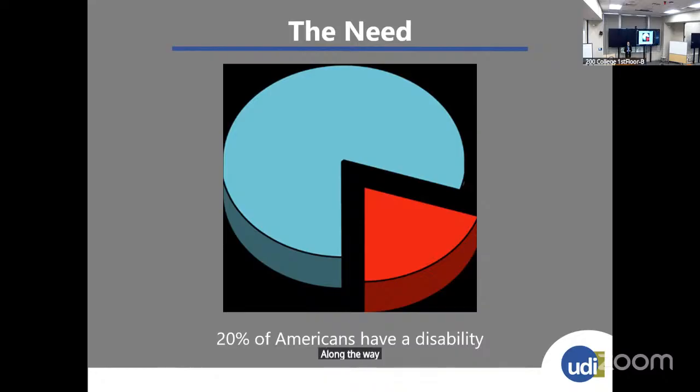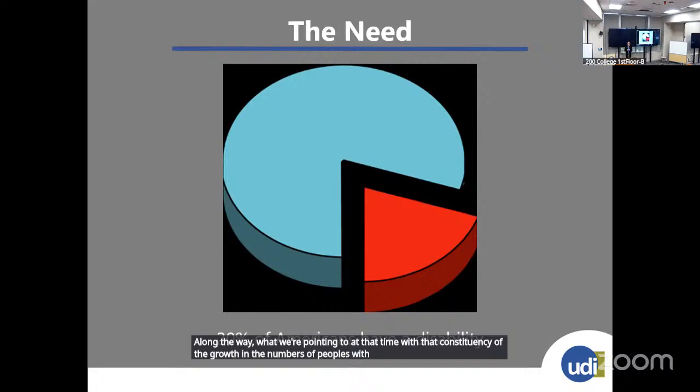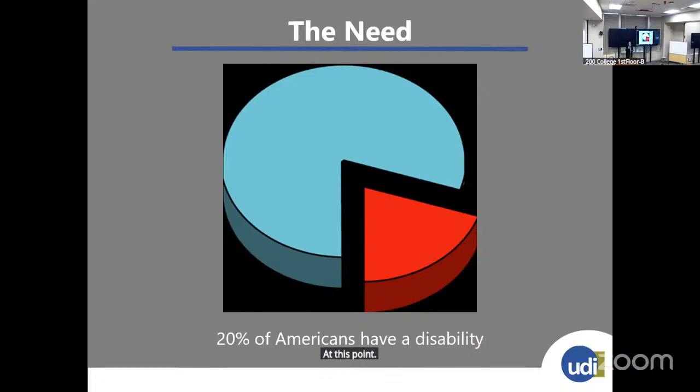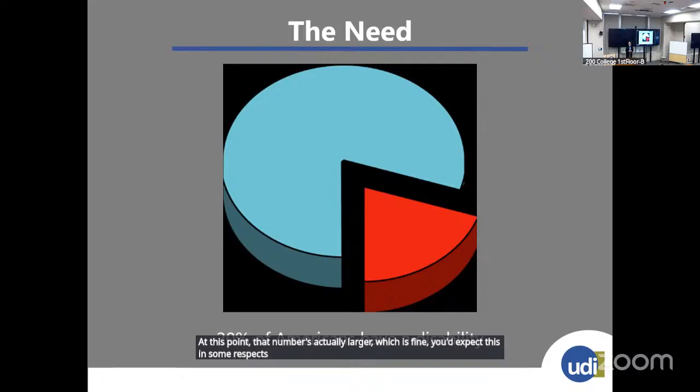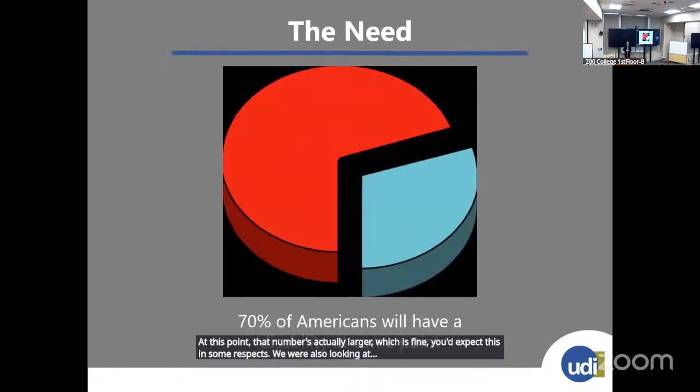We were pointing at that time, with that constituency, to the growth in the numbers of people with disabling conditions: about 20% of the population has a disability. At this point, that number is actually larger, which is fine. You'd expect this in some respects. We were also looking at another statistic from then, which is that 70% of Americans have a disability at some point in time. So the 20% number is a little small, I think, at this point. The 70% number was wrong then and now. It's actually very close to 100%.